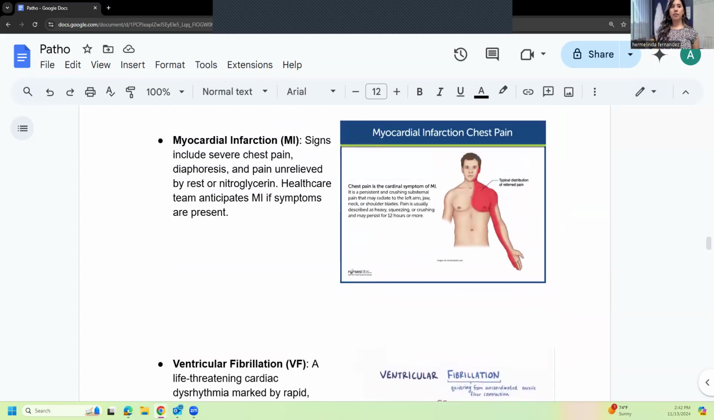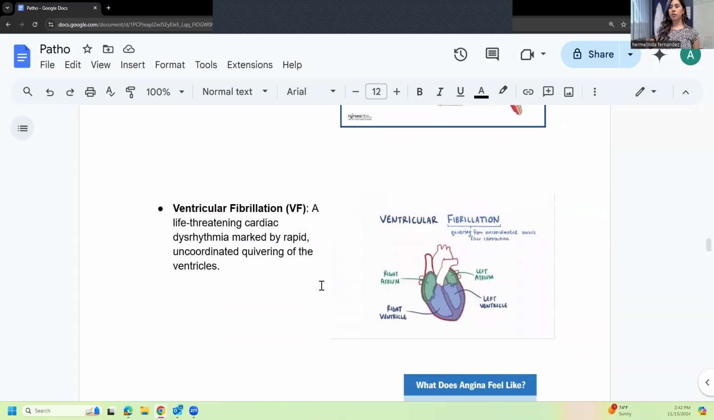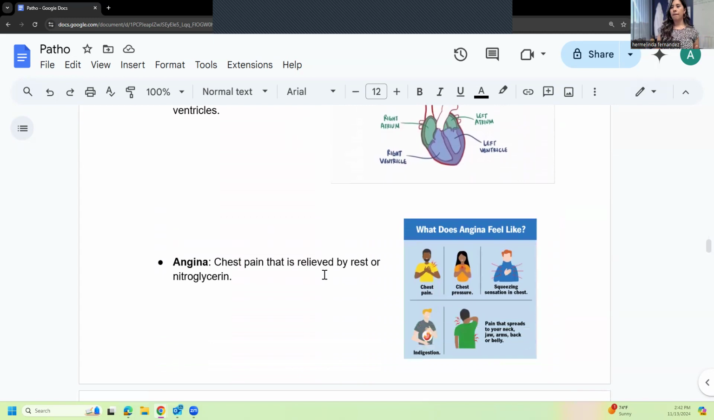We have ventricular fibrillation. This is a life-threatening cardiac dysrhythmia, marked by rapid, uncoordinated activity of the ventricles. Angina, this would be that chest pain that is relieved by rest or nitroglycerin, okay? So if a patient comes in and their chest pain is relieved by rest quickly, you know that's going to be angina.